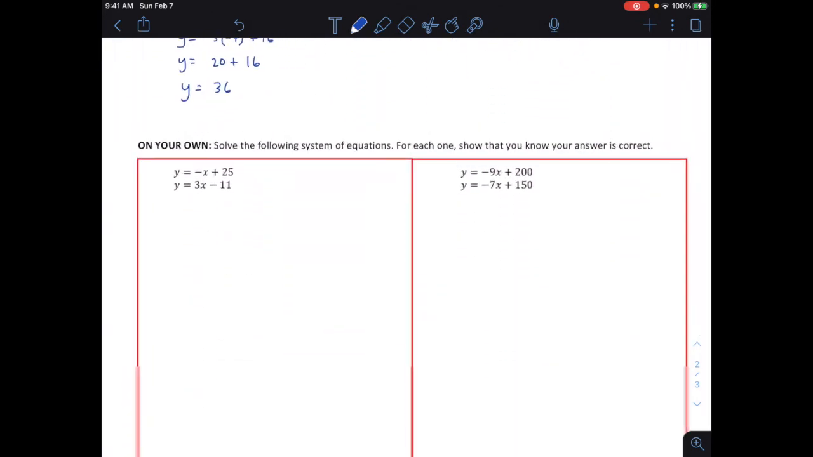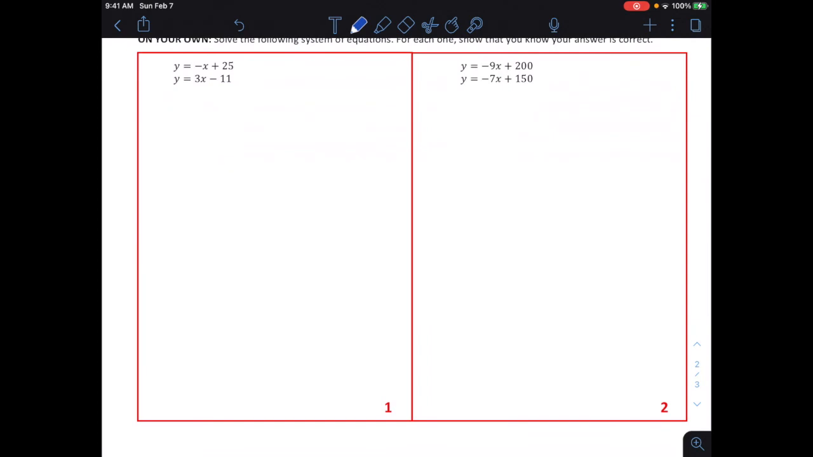All right, you have 2 to do on your own. And remember, when you're done with these 2, you're going to enter them into Schoology. And if you have any questions, please let me know.